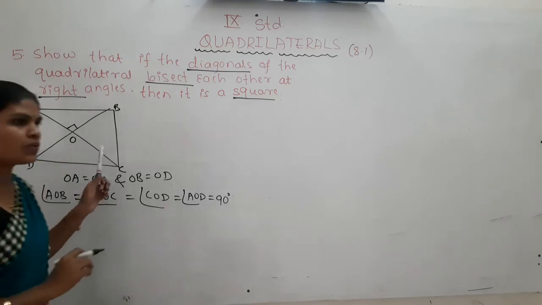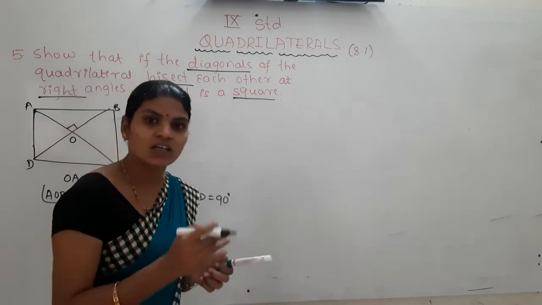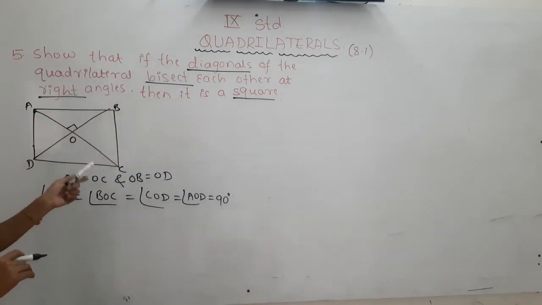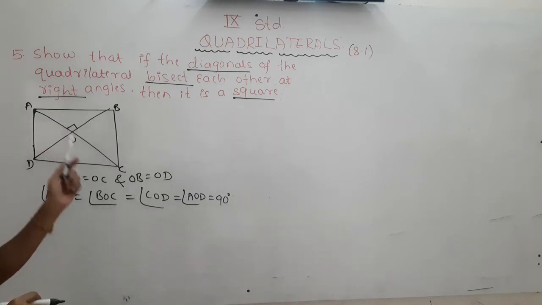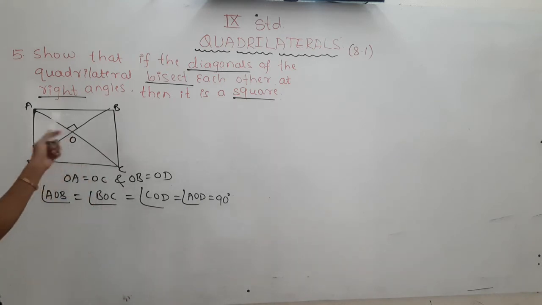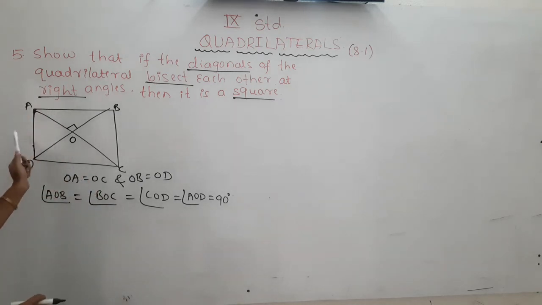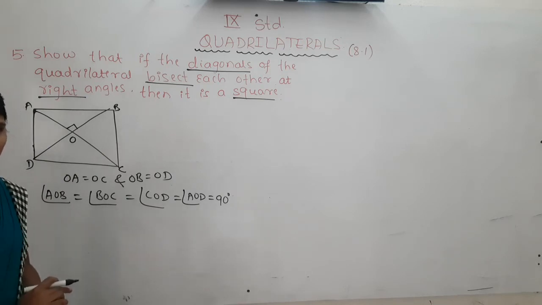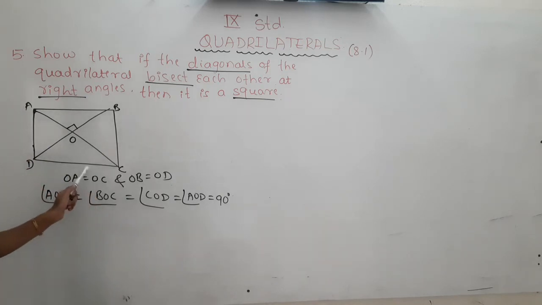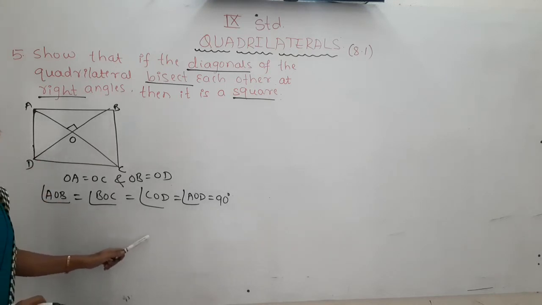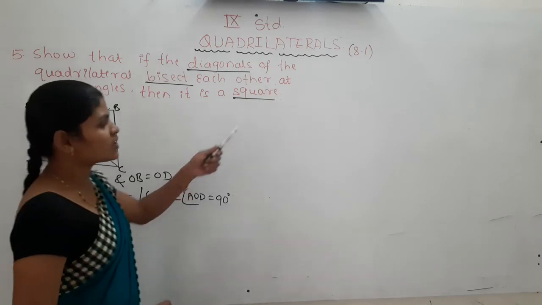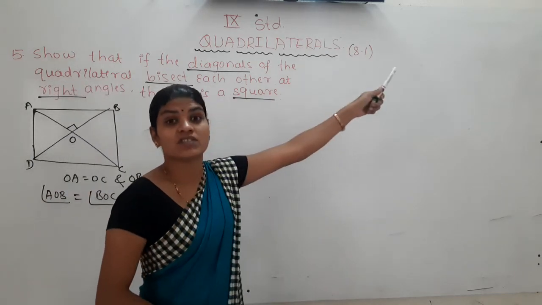Before showing that this is a square, we can conclude that this quadrilateral is a parallelogram. What are the conditions for a quadrilateral to be a parallelogram? The opposite sides are equal as well as parallel. If you first show that it is a parallelogram, then what is the condition for the parallelogram to become a square?